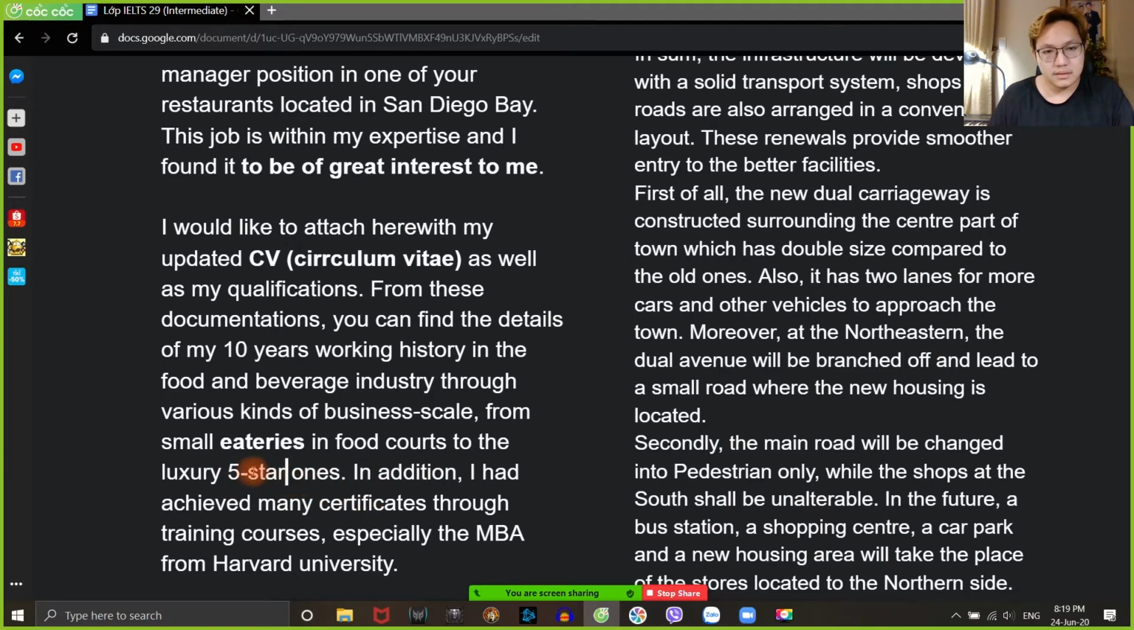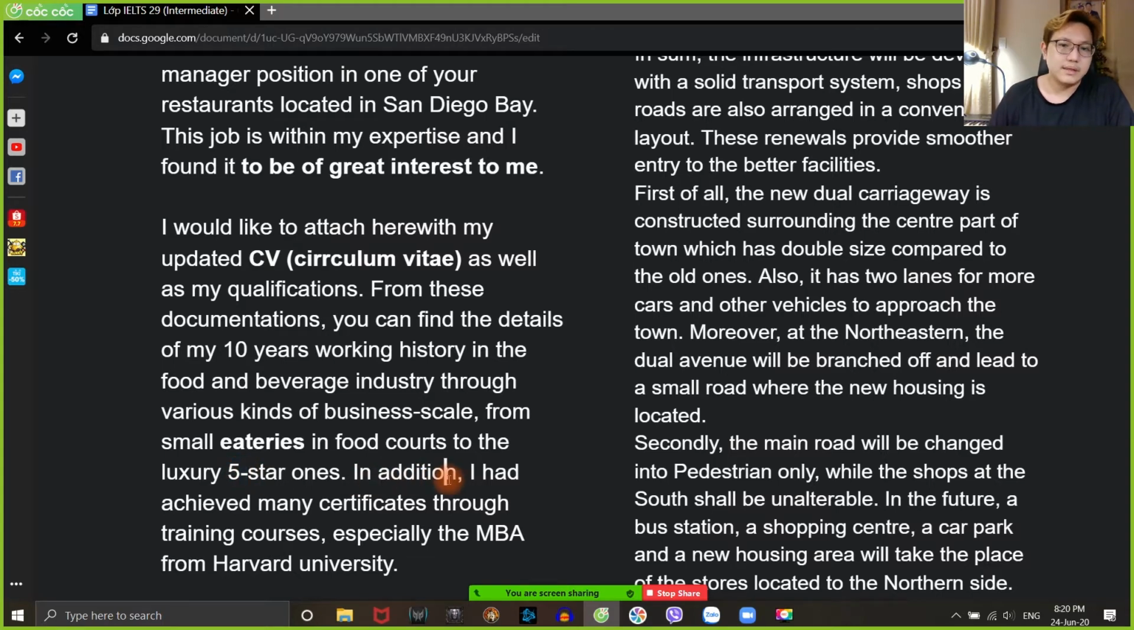Pay attention, because adjectives that modify and include many smaller components will be linked together by this dash. Be careful with this kind of linking devices, because when you have an adjective that is made out of so many different components, you link them together with that dash. The dash is this one.